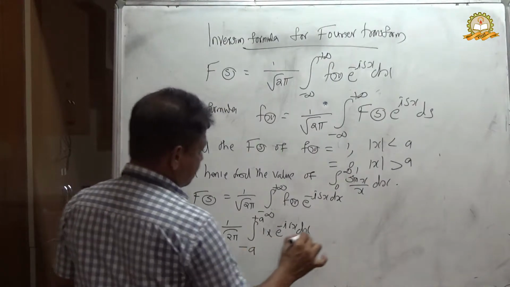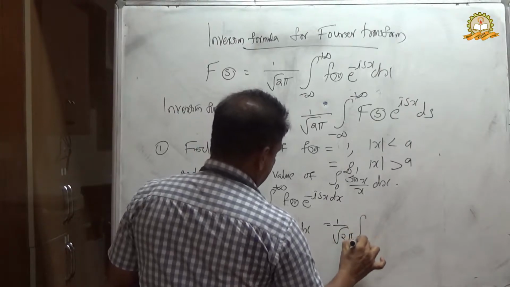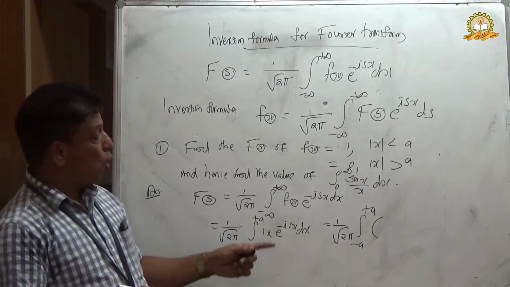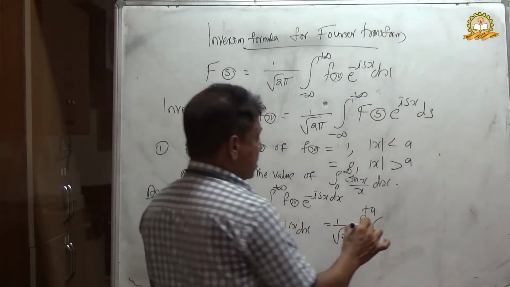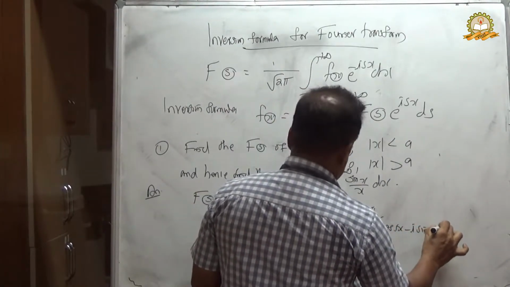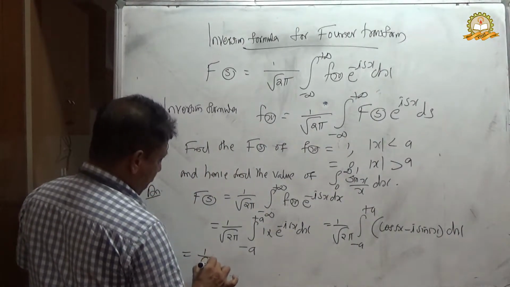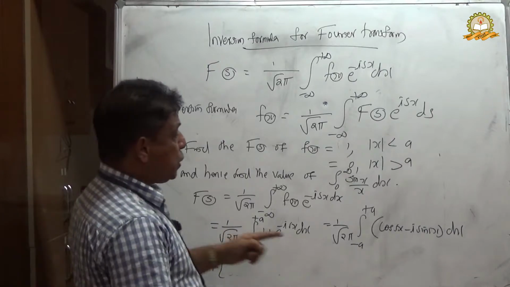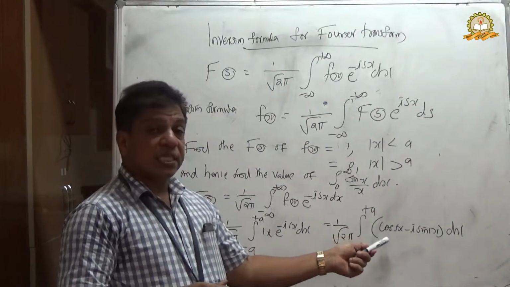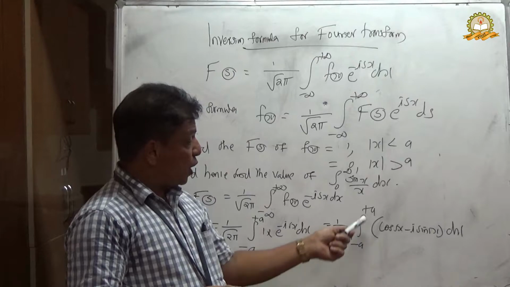That is 1 by root of 2 pi integral minus a to plus a e raised to minus isx. By using Euler's formula, we can write it as cos sx minus i sin sx dx. That is 1 by root of 2 pi, minus a to a cos sx dx. Yesterday we discussed this case. Cos is an even function.